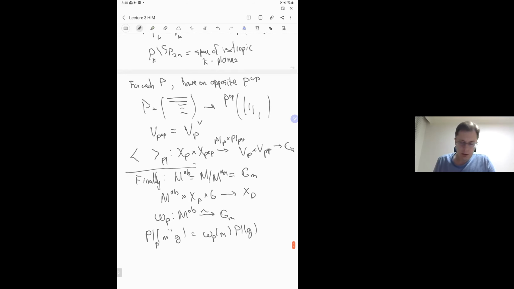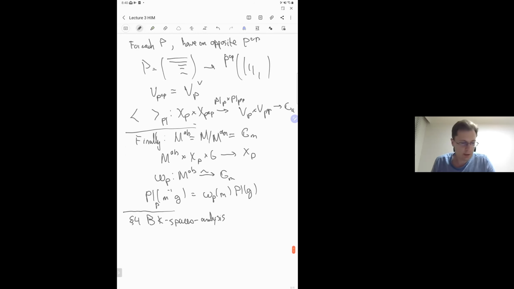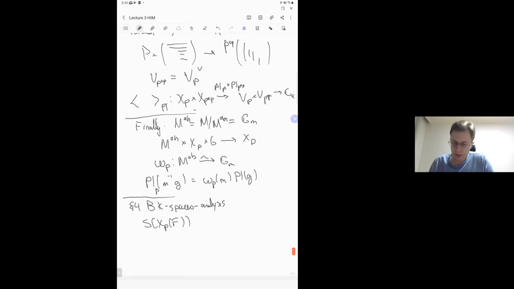All right. So now what I'm going to do is pass to analysis in this setting. Section 4, Braverman-Kazhdan spaces, analysis. So I essentially wrote down every classical Braverman-Kazhdan space above. So let's start by defining, at least in rough terms, what this S of XP of F is.